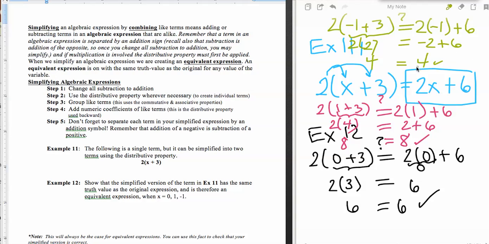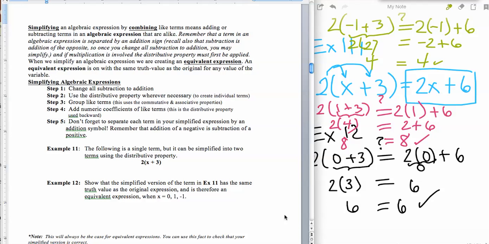And there you have it. These verify under 3 circumstances. So what we see is that these are equivalent expressions. All right, now let's move on.